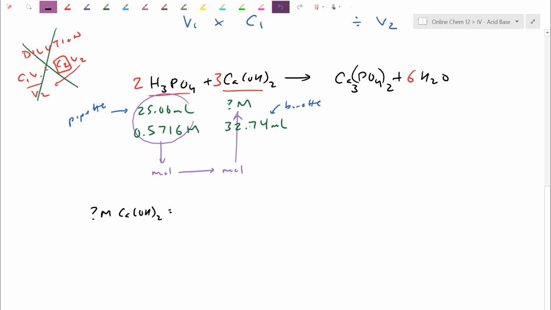Sometimes they even tell you what the concentration is. They might ask you, well, what volume will I need to end up reaching equivalence? Similar strategy here. Once you find moles, you just utilize the last number and find what the unknown is.